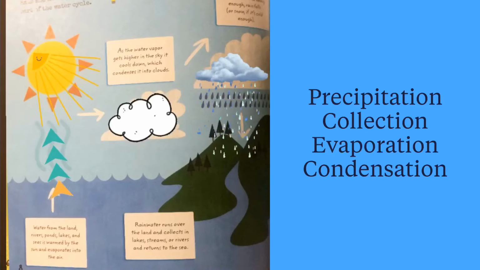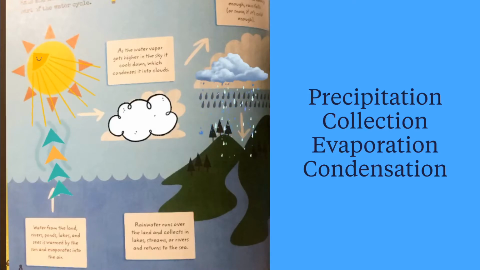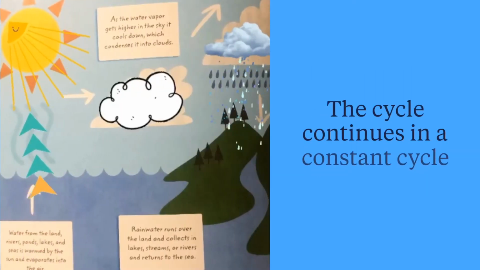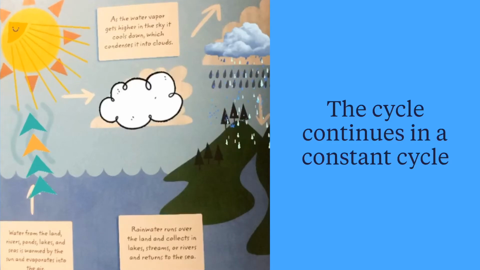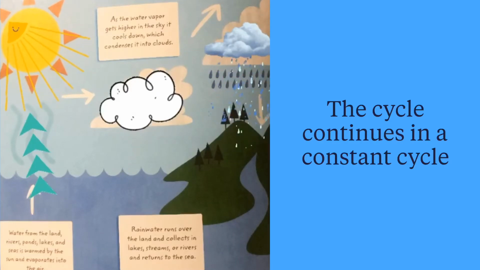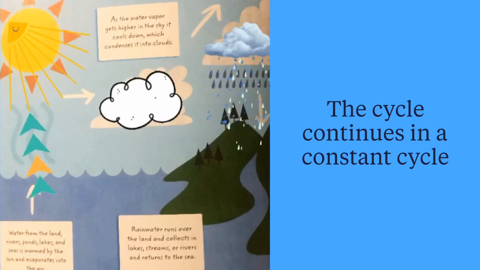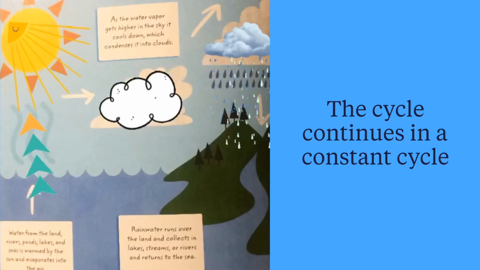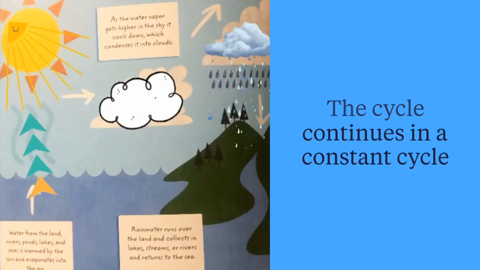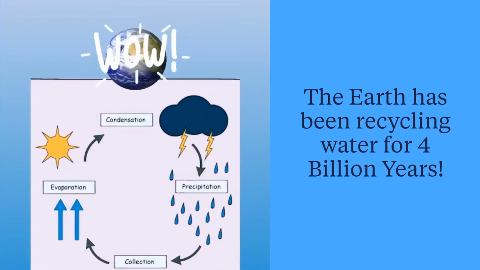When the cloud gets full of water and heavy enough, it will rain or snow if it's cold enough. The precipitation will collect in lakes, streams, or rivers and return to the sea. It will be warmed up by the sun and evaporate into the air. As the water vapor gets higher in the sky, it condenses into clouds. These clouds will then start the cycle again. The Earth has been recycling water and completing the water cycle process for 4 billion years.